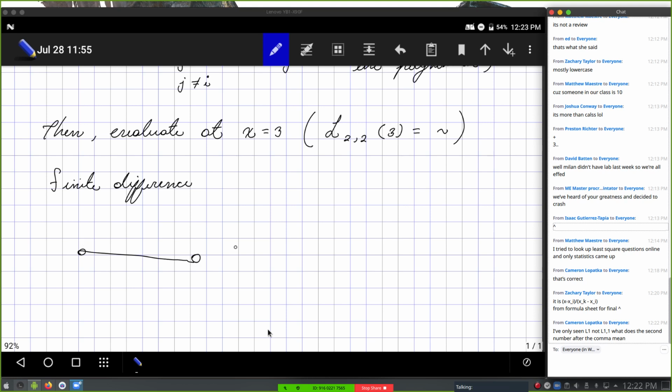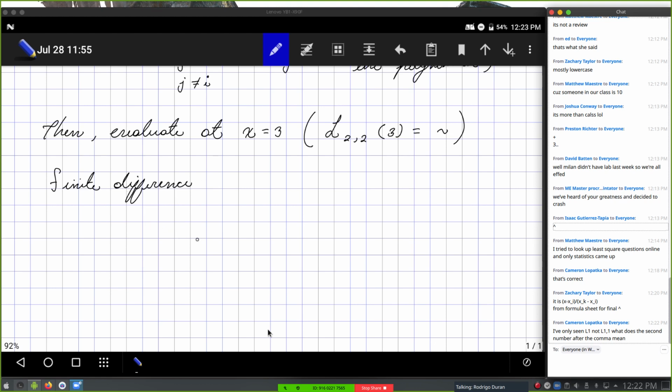I've seen L1 or L1. What was the second number after the comma? I think one of them has to do with the degree of the polynomial, and I think the other one has to do with the x that you're using as a reference, or the point that you're evaluating, and I really don't remember exactly. I just know that the formula might be different on the formula sheet. Definitely follow what's on the formula sheet.